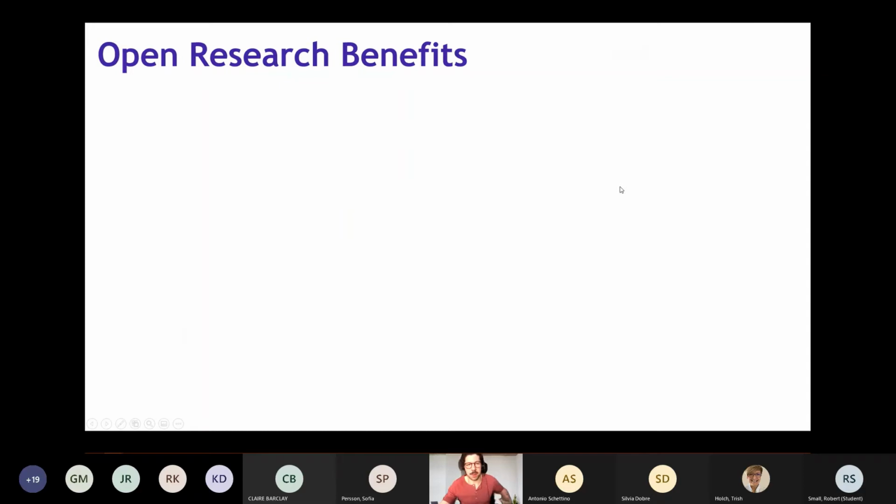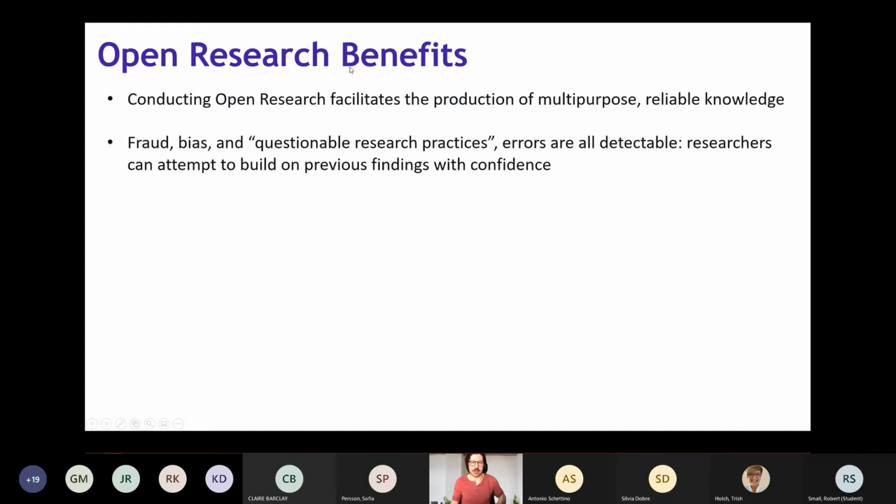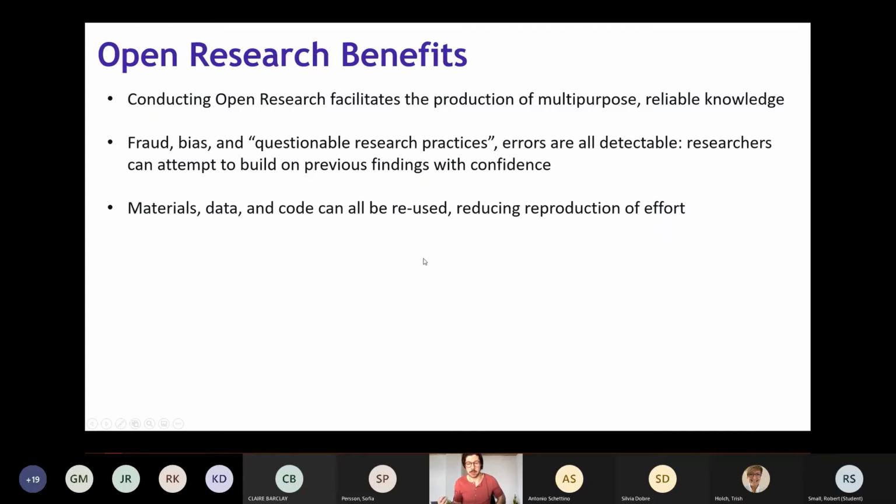So what are the benefits of working like this? Well, the main two are that it facilitates the production of multi-purpose, reliable knowledge. So if there was any fraud or bias or questionable research practices or even just human error in the research, then we know about it because we can see everything that was done. So if we want to build on that research, we can have more confidence that the results are correct for the purposes of doing the research. And because the materials and data and code are all available, they can all be reused by other researchers. So across the whole research endeavor, it reduces the reproduction of effort.